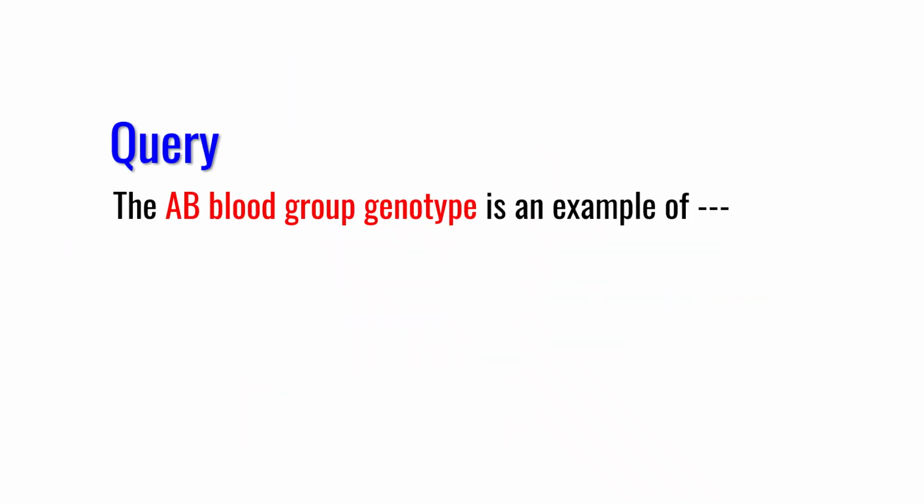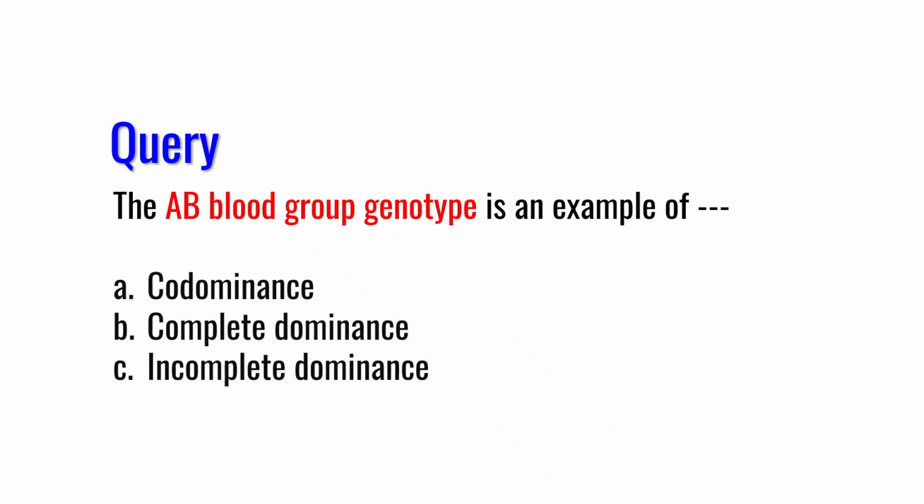Now, time to test your knowledge. The query is: the AB blood group genotype is an example of A, codominance, B, complete dominance, C, incomplete dominance. You have to identify the correct answer, which is A, codominance. You should know why it is codominance, and why it is not complete dominance or incomplete dominance.